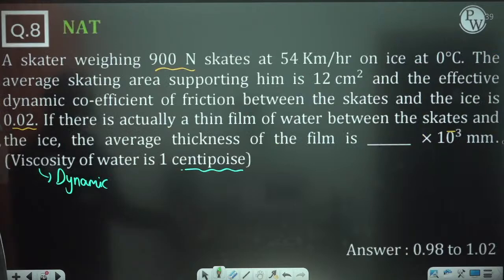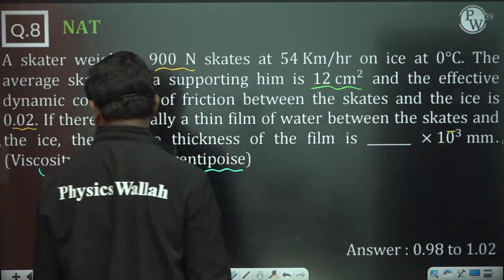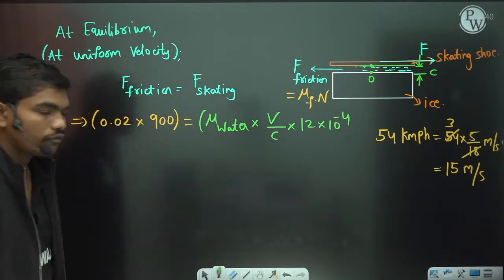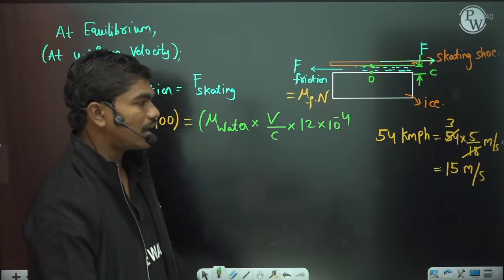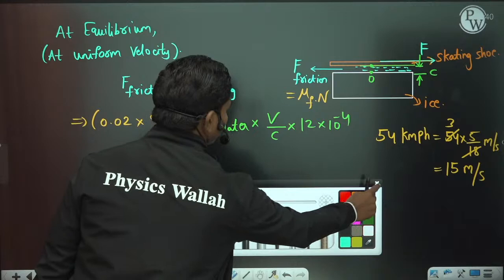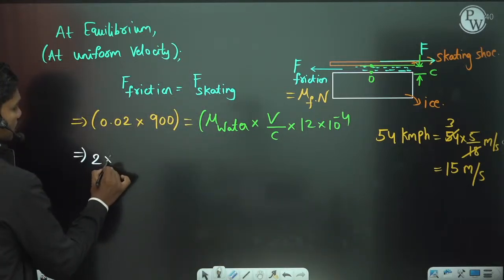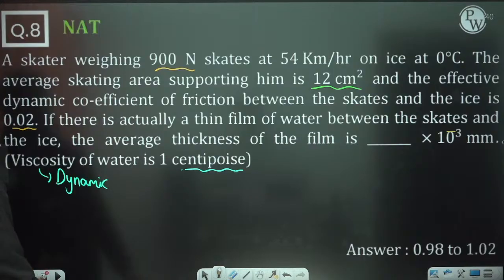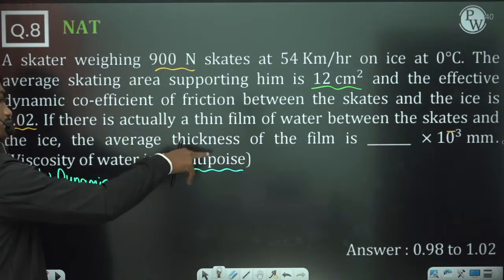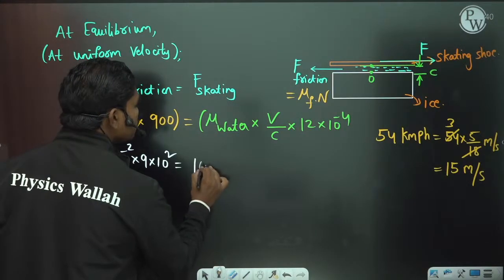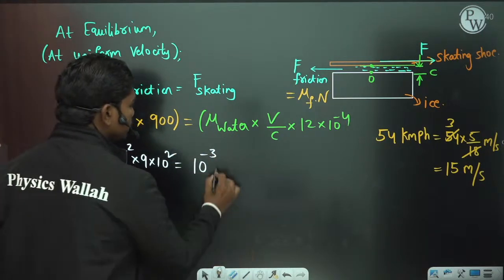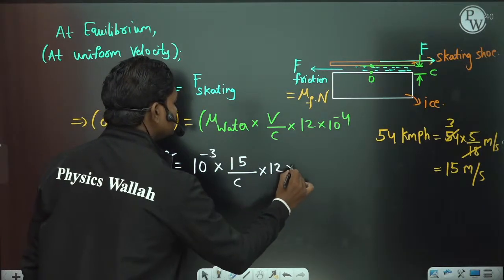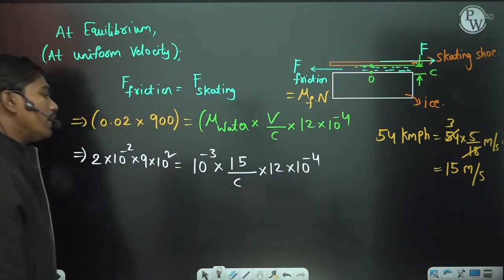The shoe area in contact supporting him is 12 cm square, so 12 into 10 to the power minus 4. Velocity is known, the dynamic viscosity of water is given as 1 centipoise, so definitely you can get this value C. Let us calculate here: 2 into 10 to the power minus 2 into 9 into 10 square is equal to the dynamic viscosity, 1 centipoise. Poise is 10 power minus 1, centi means 10 power minus 2, so total 10 to the power minus 3 newton second per meter square, into velocity 15 meters per second, divided by the clearance C into 12 into 10 to the power minus 4. So this is the total expression.